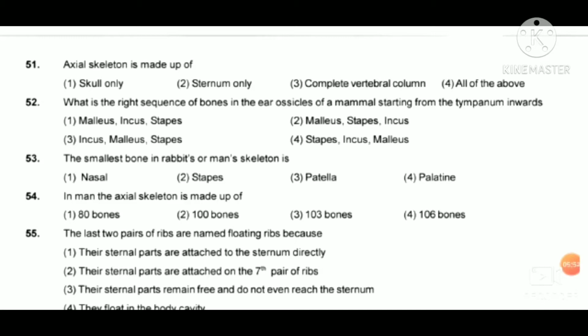Next is question number 52. What is the right sequence of bones in the ear ossicles of man, starting from the tympanum inward? Number 1, malleus, incus, stapes; number 2, malleus, stapes, incus; number 3, incus, malleus, stapes; and number 4, stapes, incus, malleus. The answer is option number 1, malleus, incus, and stapes. Malleus is hammer shaped, whereas incus is anvil shaped and stapes is stirrup shaped. So the answer is malleus, incus, stapes. Next is question number 53.